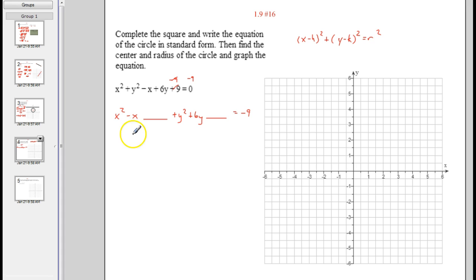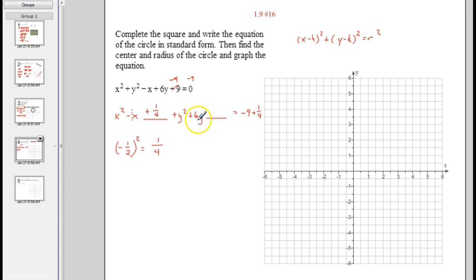Now if you remember, what do you have to put in these two places? It's always half of the x and y term, respectively, squared. So this is a -1 right here. Half of -1 is -1/2, and then I square that. Negative times a negative is a positive. 1 times 1 is 1. 2 times 2 is 2 squared. So I add a 1/4 here. Over here on the right, I'm going to add a 1/4 to compensate.